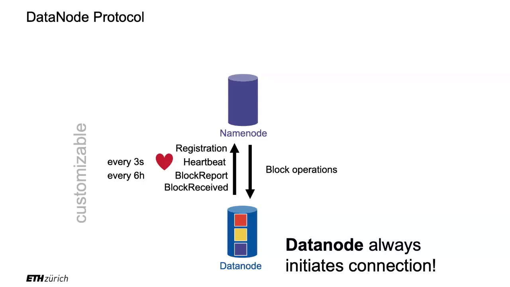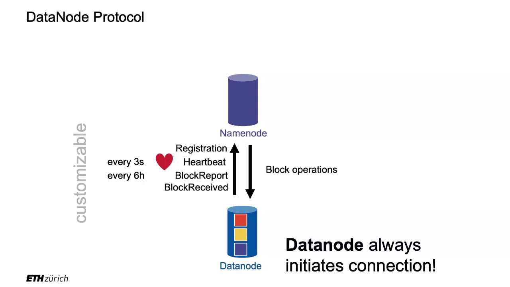I'm here. I'm here. Every couple of seconds. This is how the name node keeps track of which data nodes are still alive and which not. So this is called the heartbeat. Then every couple of hours, there is a block report.